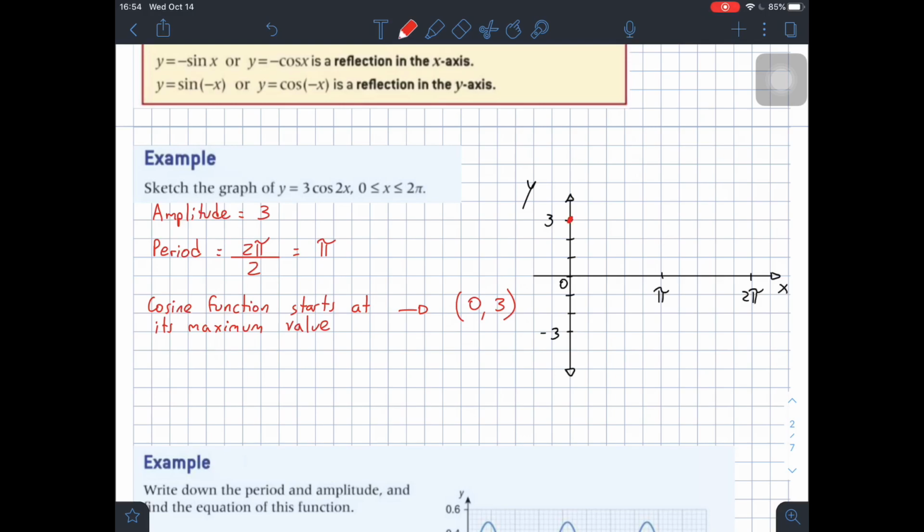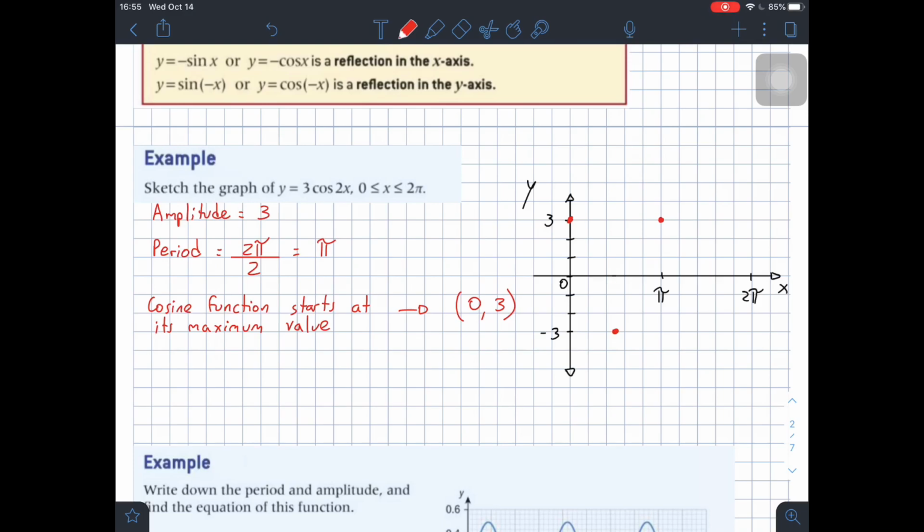And then we also know that the period is pi. That means that the function must be at its maximum value again after pi, right? After exactly pi. So we move up to pi and we have this point over here. And then we can draw the function. We know that in between two maximum values, remember this is a maximum, this is another maximum, exactly in between two maximum values we should have a minimum value, which would be negative 3 in this case. And it's in the middle. Yes, it's in the middle.